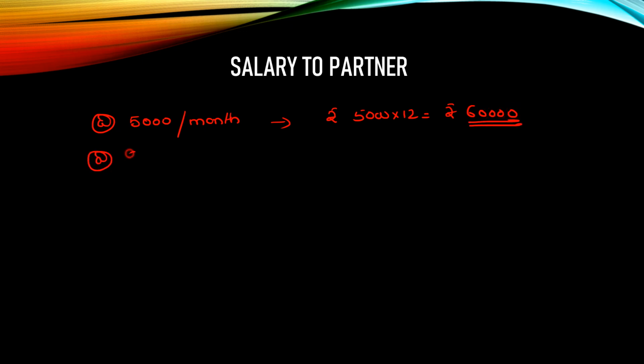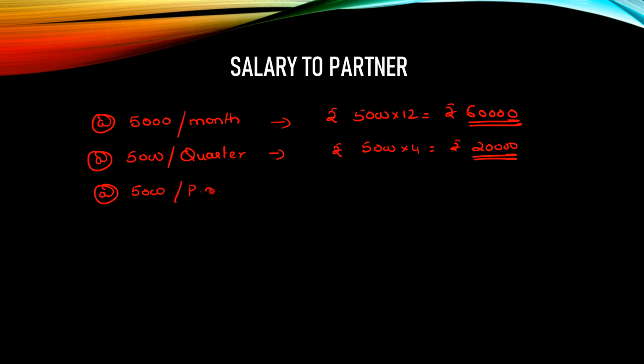Sometimes they might say it is 5,000 per quarter. In this case, the salary to partners is to be taken as 5,000 into 4, because there are 4 quarters in a year, so it is going to be 20,000. Sometimes they say it is to be allowed at the rate of 5,000 per annum. Per annum means for 12 months, so the amount to be taken as salary is only 5,000 rupees.